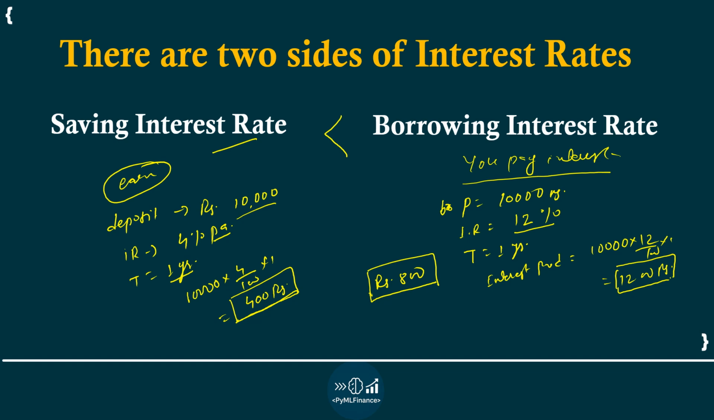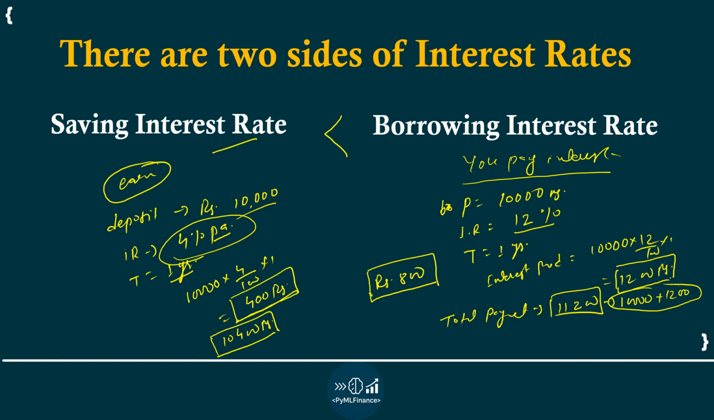Okay, so while borrowing, the total payment you made is 11,200. That is 10,000 as your principal, the amount that you borrowed, plus 1200 as interest. And in case of saving, that is, as the lender to the bank, you have got 10,400 rupees only.